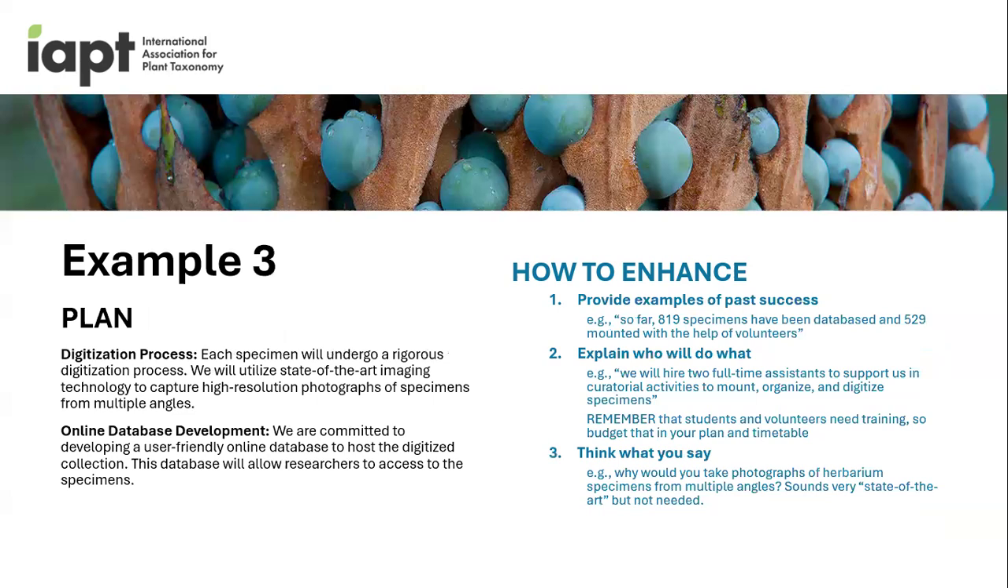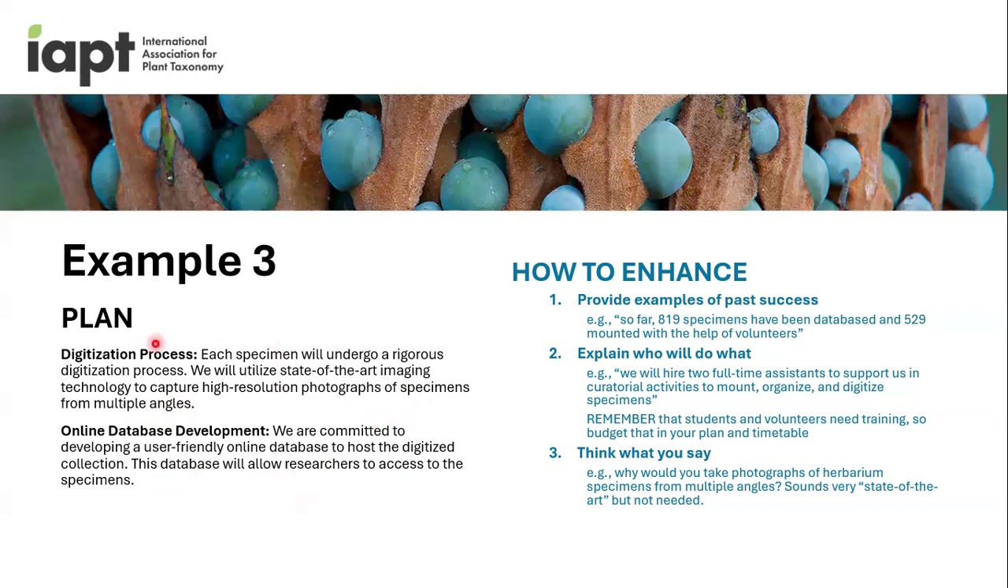Then there's the plan section of our proposals. And here's an example of a plan from small collection grants. It talks about two parts of their plan, digitization process and online database development. So first it says each specimen will undergo a rigorous digitization process. We will utilize state-of-the-art imaging technology to capture high-resolution photographs of specimens from multiple angles. The online database development: we are committed to developing a user-friendly online database to host the digitized collection. This database will allow researchers to access the specimens.